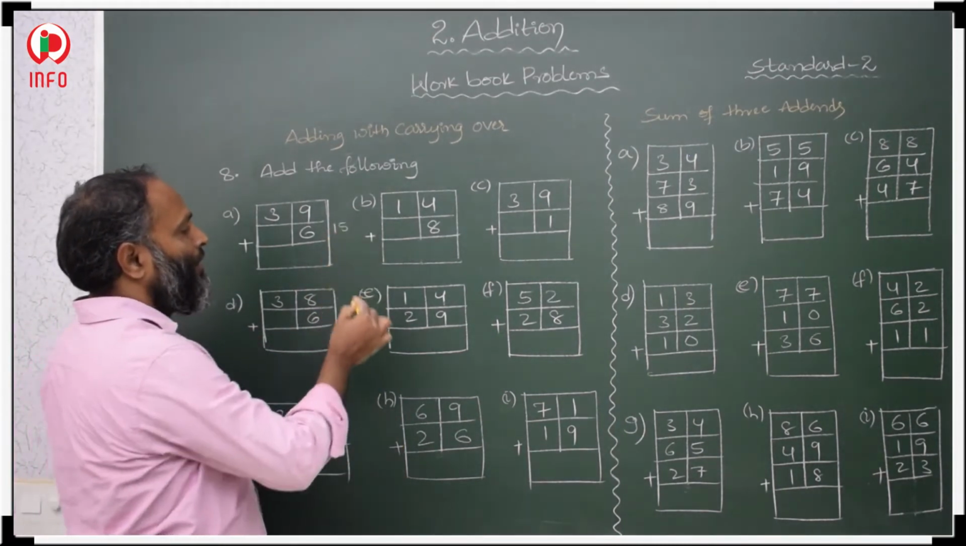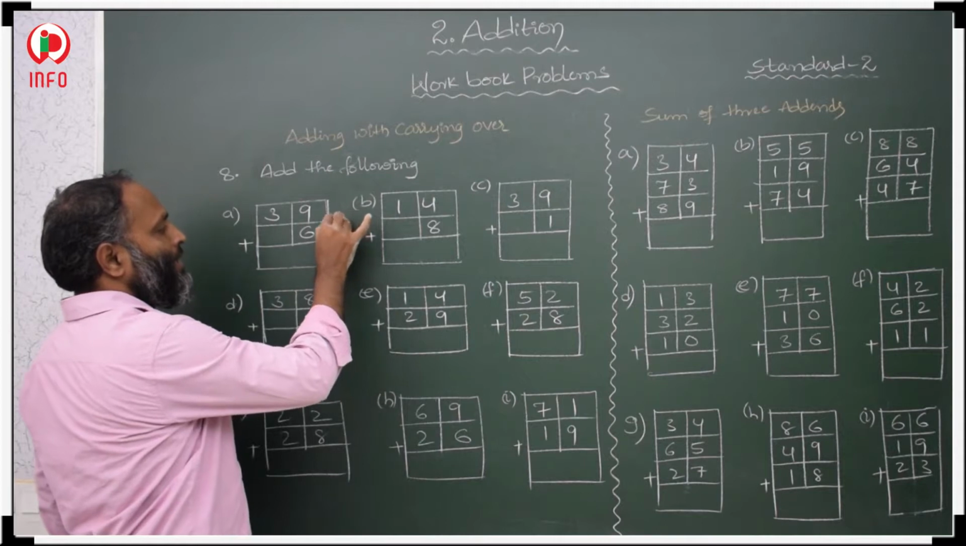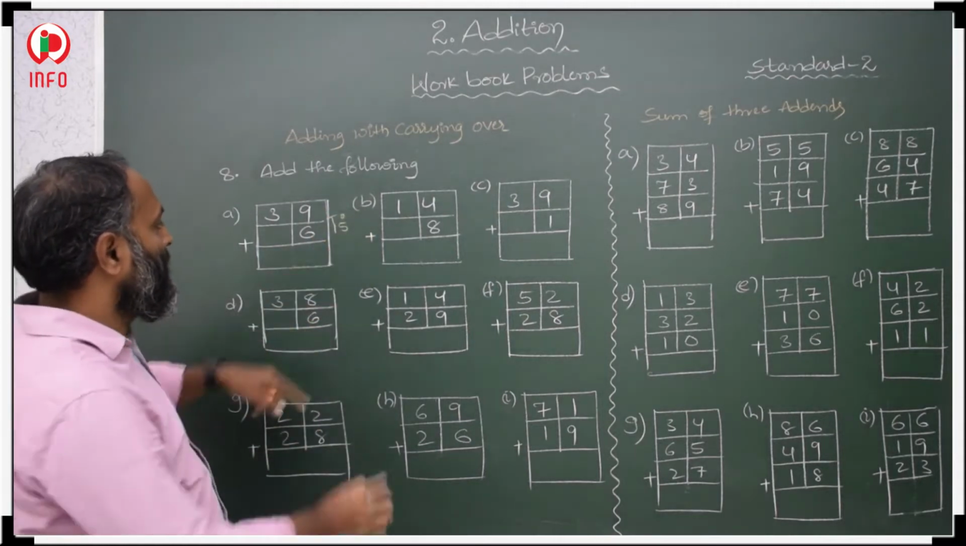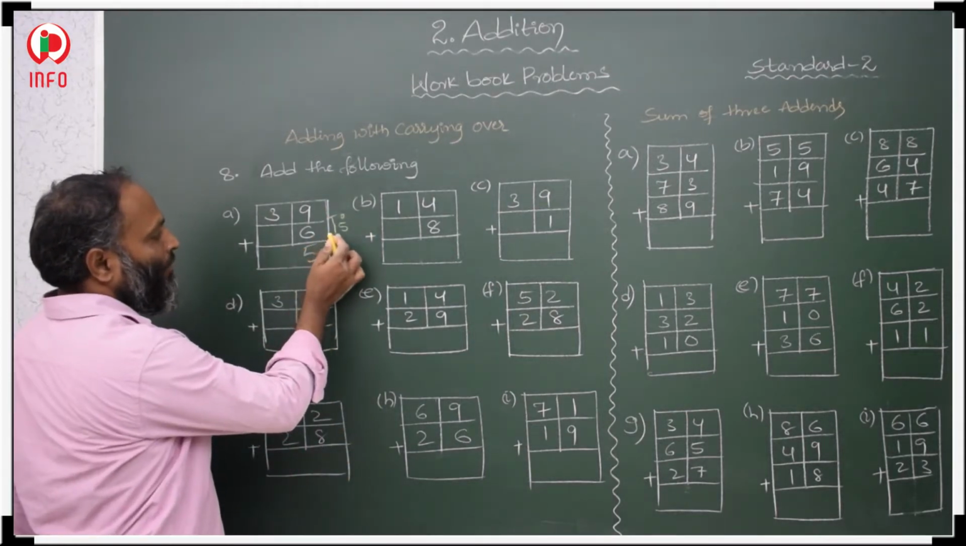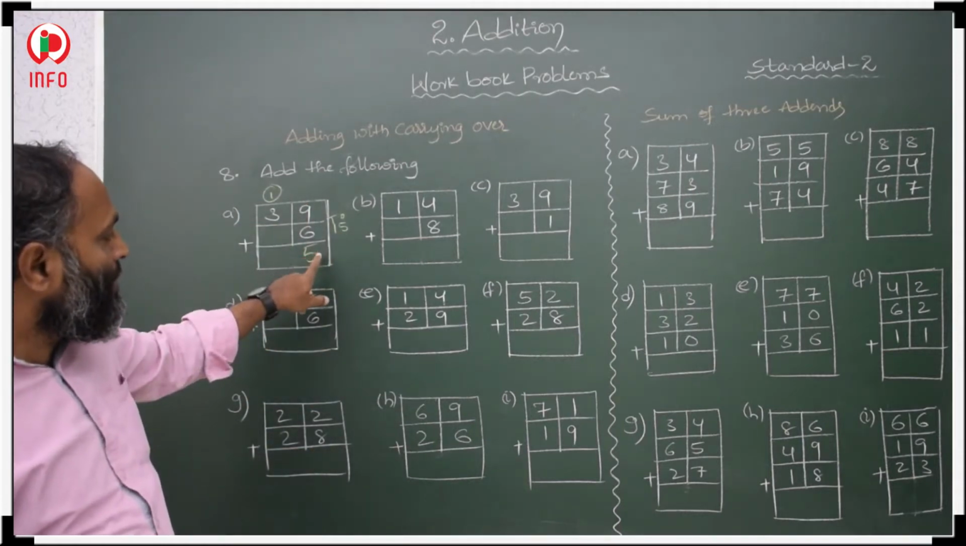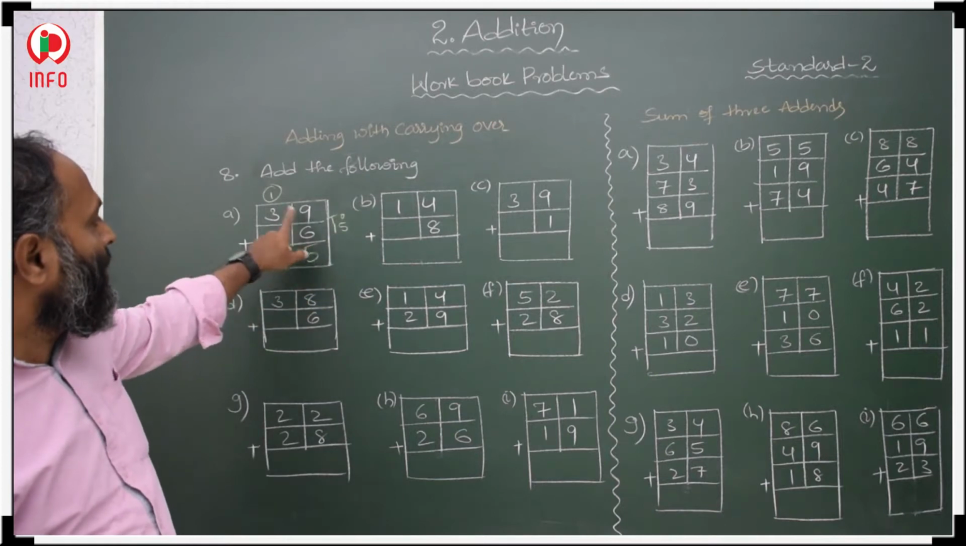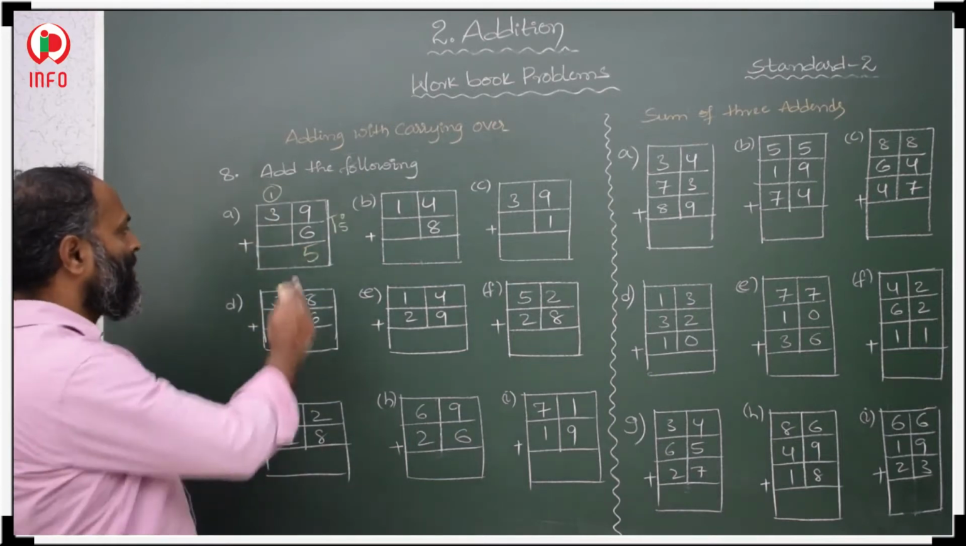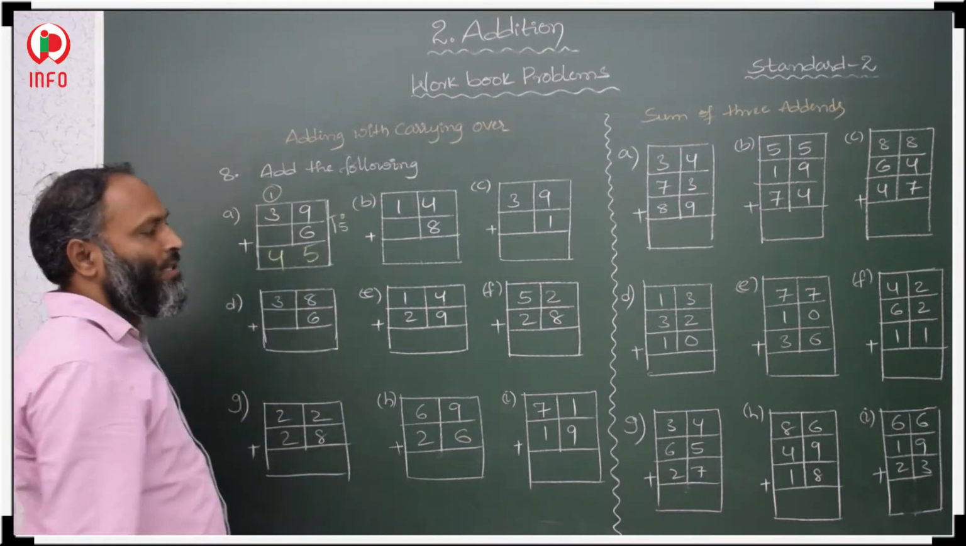So write the 15. This is ones and this is tens. 5 is in the ones place and 1 we have to take in the tens place. 3 plus 1, 4. 45 is the answer.